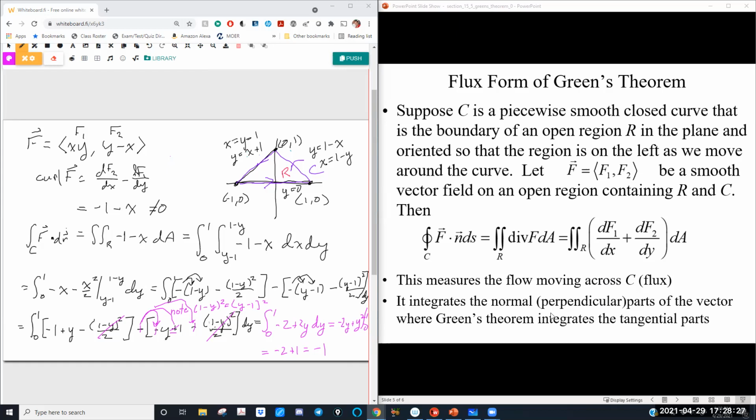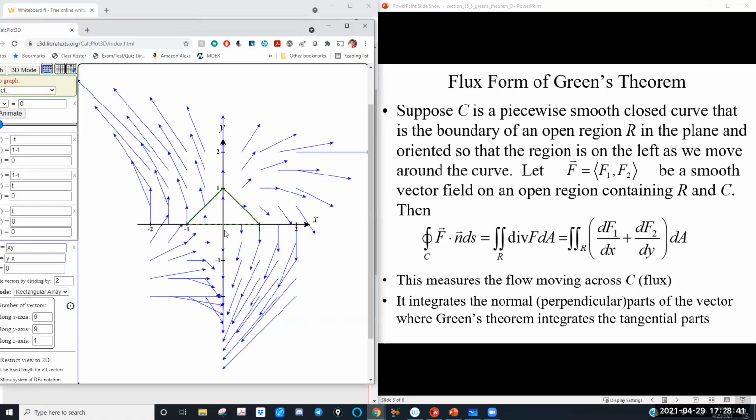So we're integrating the perpendicular parts of the vector field where Green's theorem integrated the tangential parts. Now, what we're going to look at, remember we're going to do this exact same example, is how much does our vector field go out of our region versus come in? Well, look at our vector field.